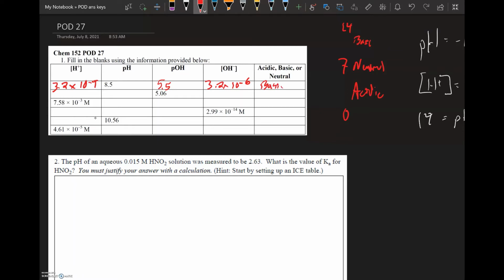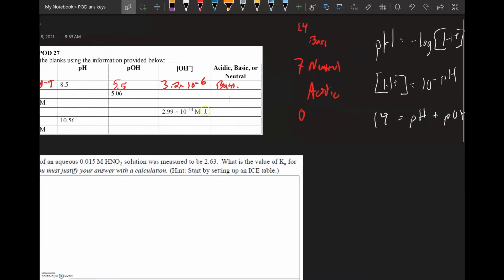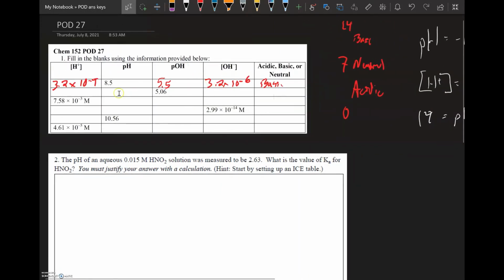Now we're going to go ahead and skip on down to the third row, where it gives you the hydrogen concentration is 7.58 times 10 to the minus 3. You're going to calculate the pH, so we're going to use the first equation here. We're going to take the negative log of this concentration. So negative log of 7.58 times 10 to the minus 3 gives me 2.12.